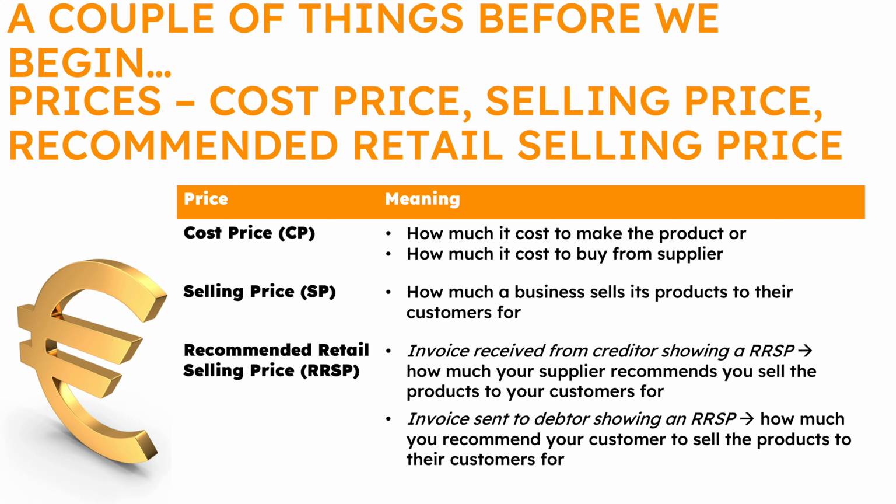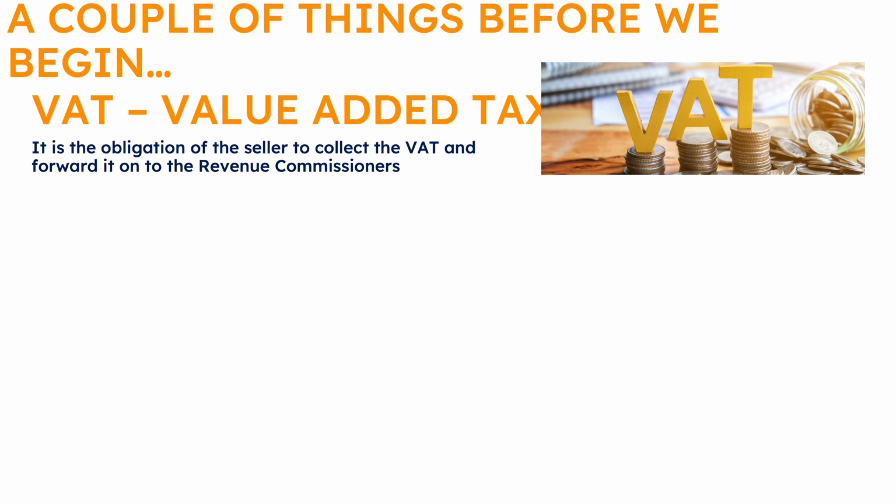It's the obligation of the seller to collect the VAT and forward it on to the revenue commissioners. So if we were selling goods to our debtors, we collect the VAT and we send it to the revenue commissioners. If we buy goods from our creditors, we send them VAT and then they send it to the revenue commissioners on our behalf. So sold goods on credit to debtor, how does it look? VAT is becoming a lot more frequent in the exams. We're starting to see it a good bit more.